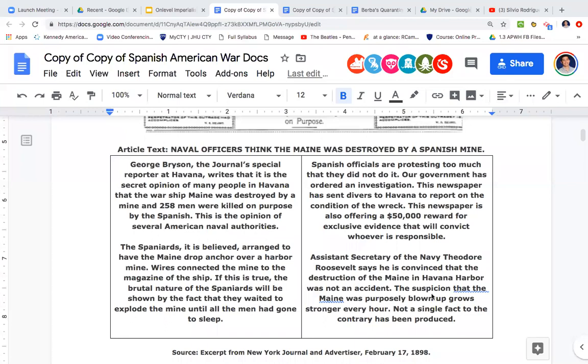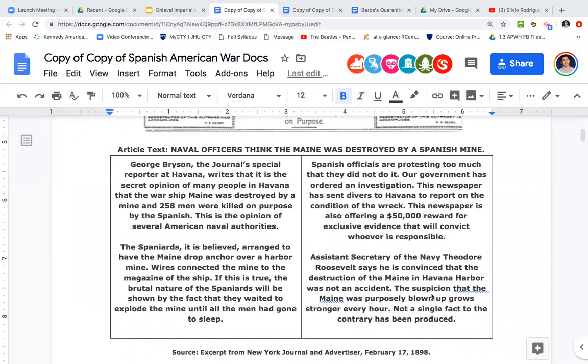So it's biased because on the second one it said Spanish officials are protesting too much that they did not do it. And that's almost like saying the guilty are always going to try to over-explain themselves. Like, no, they actually didn't do it. And there's another, they said men were killed on purpose by the Spanish, and they said they did it in their sleep. But it's like what you said, it was an internal combustion. Yeah, it happened in their sleep because they didn't know something was wrong with the ship. The Spanish were just chilling.